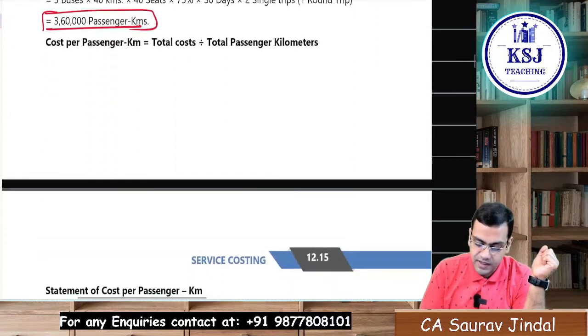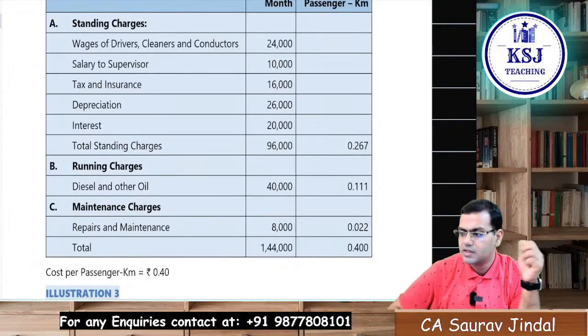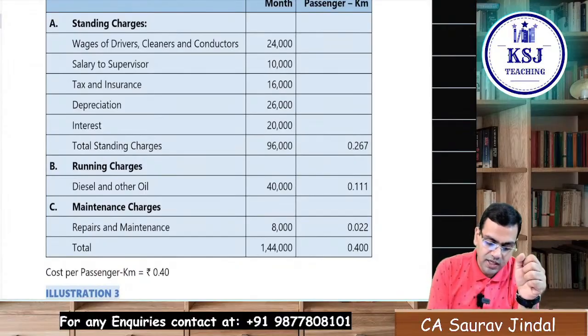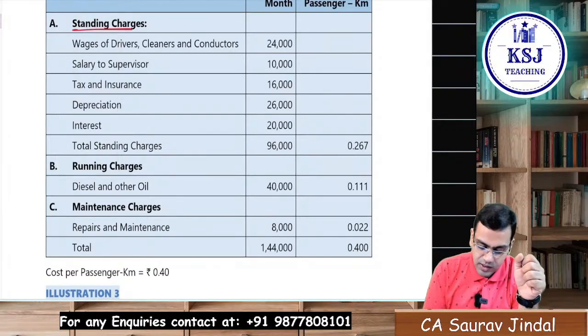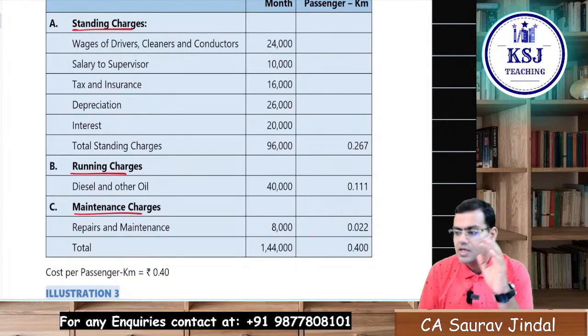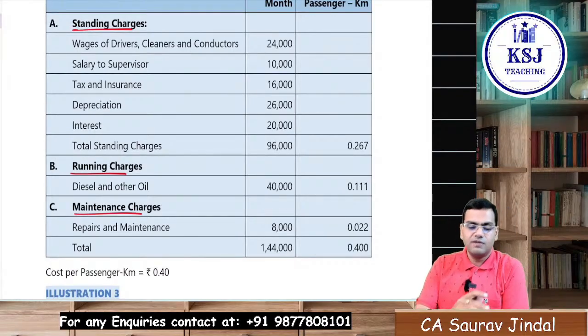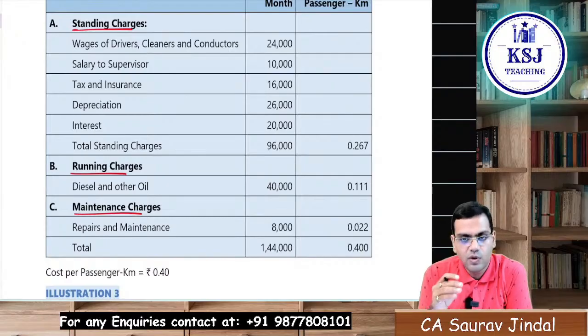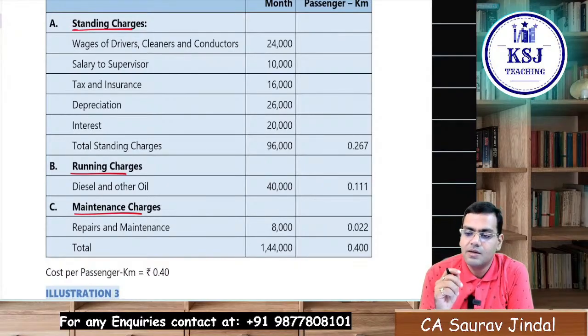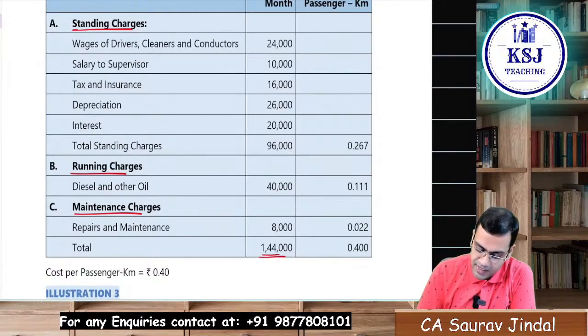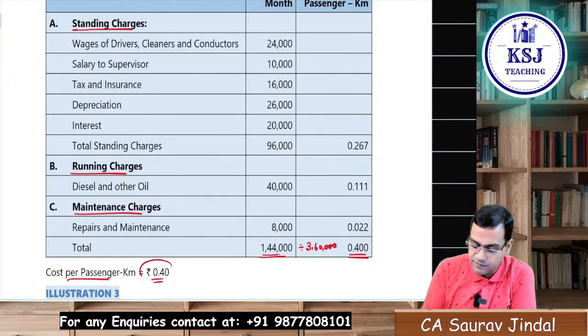All the cost is given to you. So you will write down all the cost. They have bifurcated the cost into standing charges, running charges, and maintenance charges. Even if you do not bifurcate into the various types of charges, if you write it in continuous, that will also be correct, right? The marks will not be deducted for that in the paper. So total cost divided by 3,60,000 passenger kilometers, you will get the cost per passenger kilometer 0.40.